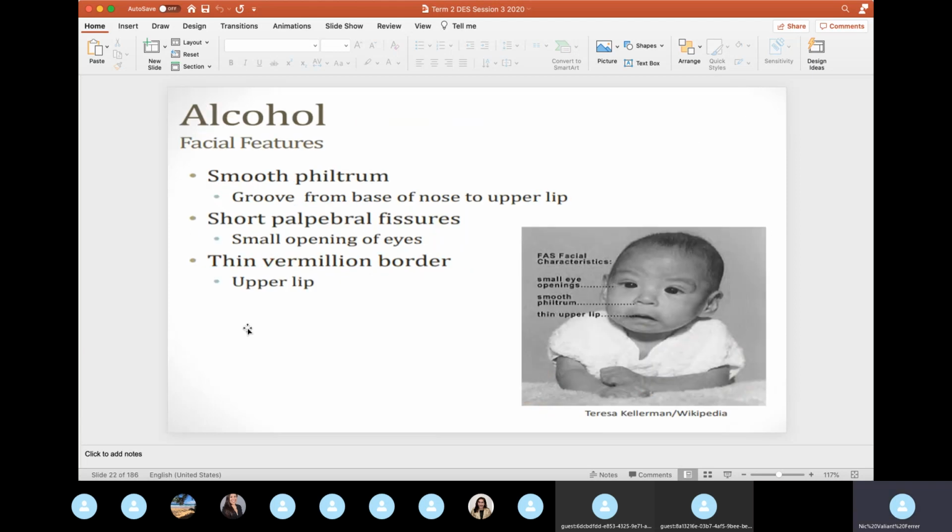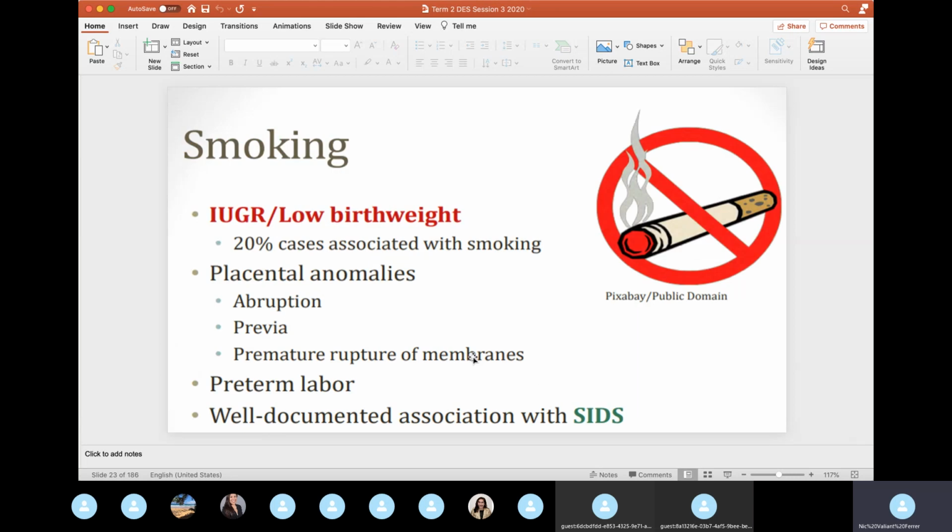Next, alcohol, high yield. Look at the features, right? Fetal alcohol syndrome. Look at the characteristics on the lower right side. You have a small eye opening, you have a smooth philtrum, and then you have a thin upper lip. In the vignette, they're going to describe the facial features, and the answer is fetal alcohol syndrome. Small eye openings, smooth philtrum, and thin upper lip.